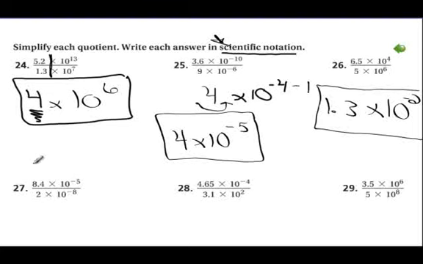Alright, what I'd like you to do is try these last three. Remember, you're going to treat this separately. Do your regular division and then use your subtraction of exponents. Same thing for 28 and 29.